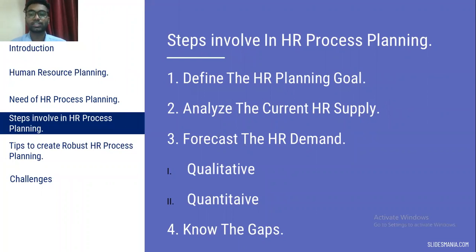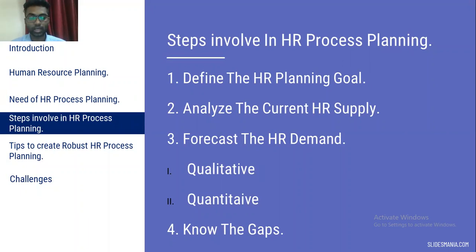The steps involved in HR process planning. First is defining the HR planning goals. We have to decide on a feasible, tangible, working goal for effective HR planning in the organization. Then analyze the current HR supply, what kind of supply we have. If more people are required, then we have to supply them. If we have a surplus, then we have to do retrenchment.